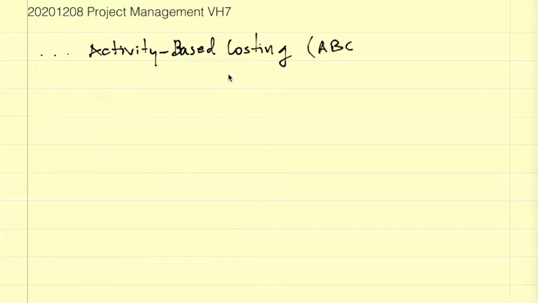So we continue with our lecture from 2 weeks ago with the activity-based costing. Okay, and we will look at activity-based costing in 6 steps.